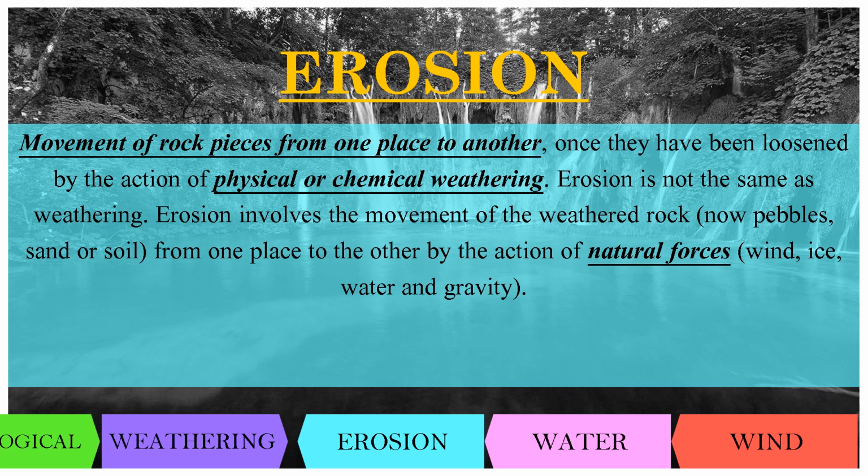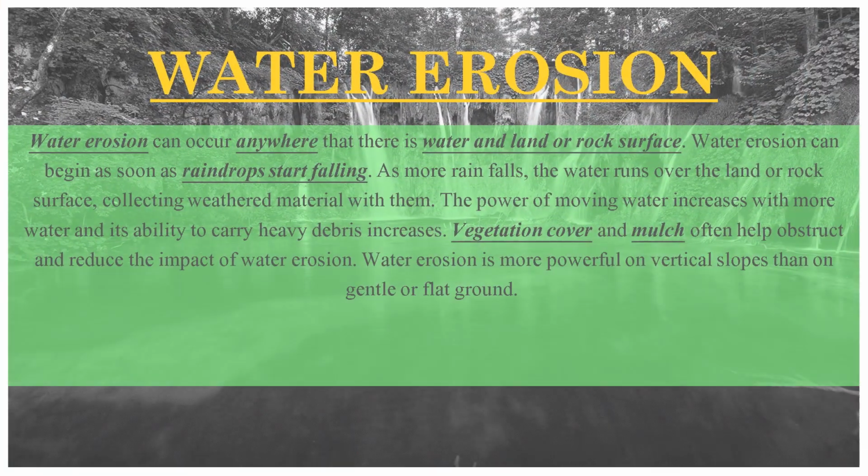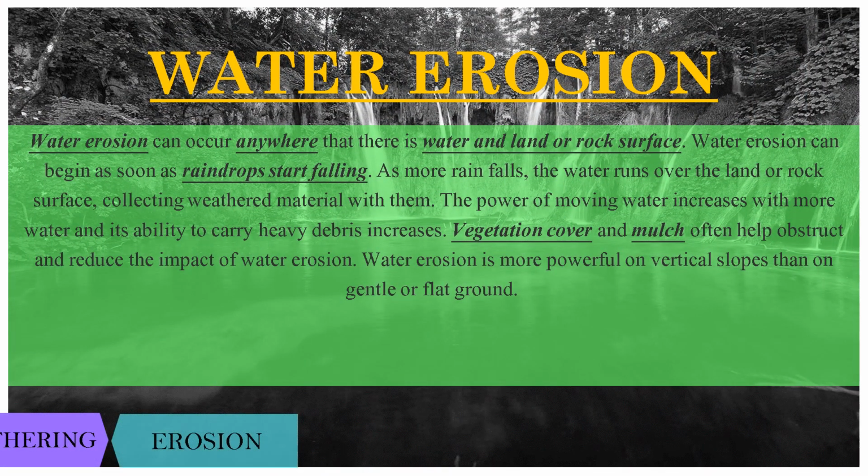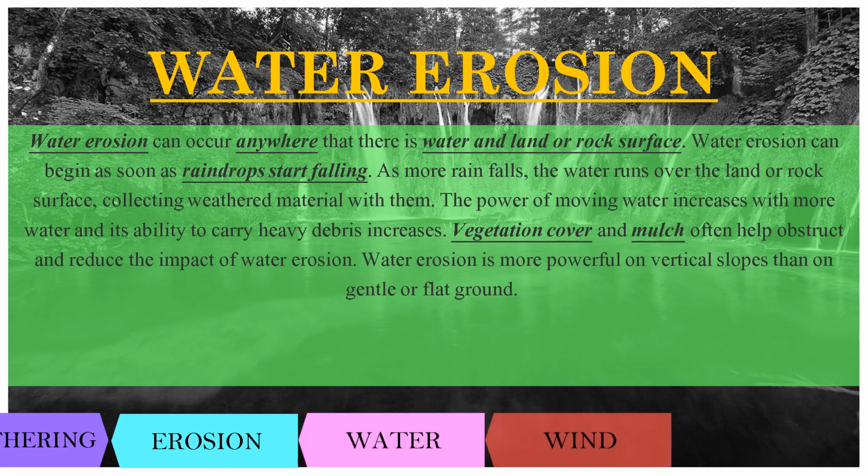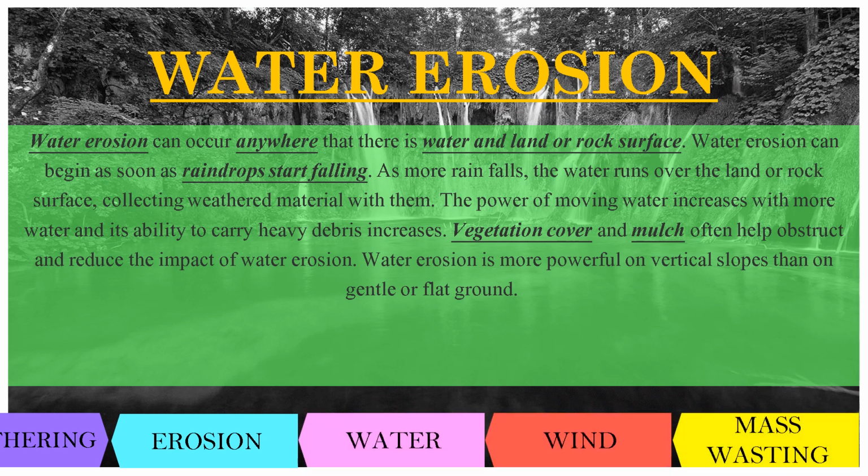Erosion involves the movement of weathered rock, now pebbles, sand, or soil, from one place to another by the action of natural forces like wind, ice, water, and even gravity. There are two types of erosion. The first one is what we call water erosion.